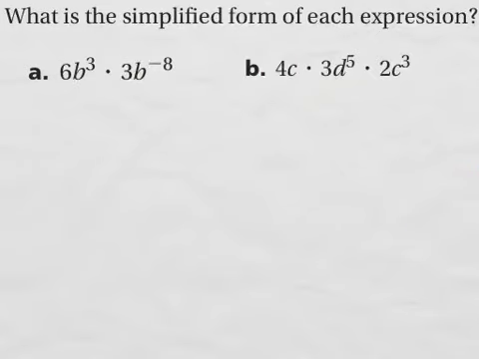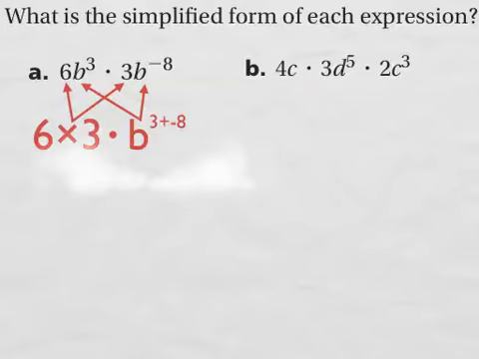This next example says, what's the simplified form of each expression? For the first, a, we have 6 times b cubed times 3b to the negative 8th power. Notice that now I have a constant in front of my variable and my power. What I'm going to do is combine, or multiply, 6 times 3, and then I'm also going to combine b cubed and b to the negative 8th, which would be b to the 3 plus negative 8.